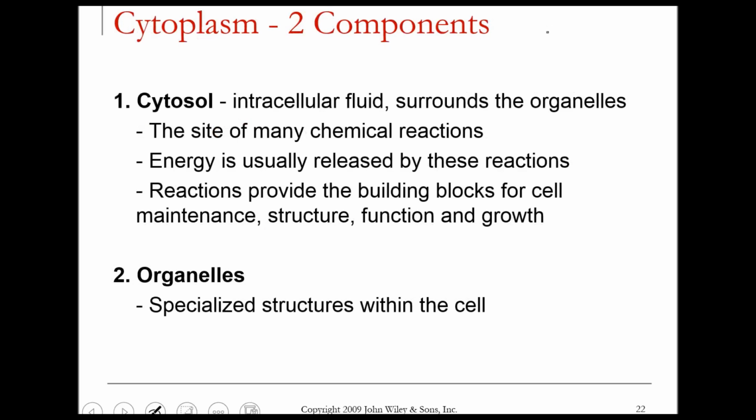All right, so we've talked a lot about the cell membrane. Next, let's talk a little bit about the cytoplasm and the two main components of the cytoplasm. First, we have the cytosol. That's the intracellular fluid. It surrounds the organelles. It helps suspend the organelles. There's lots of chemical reactions that occur here because remember, it's primarily made out of water, and water is really important for most metabolic reactions in the body.